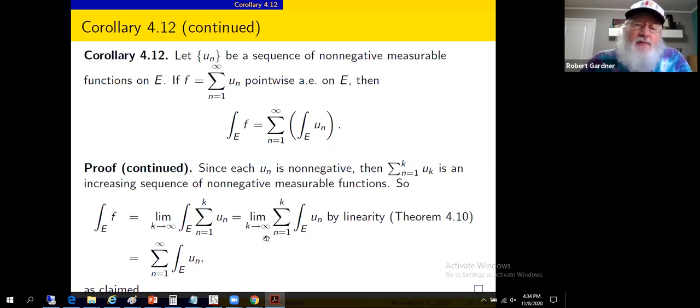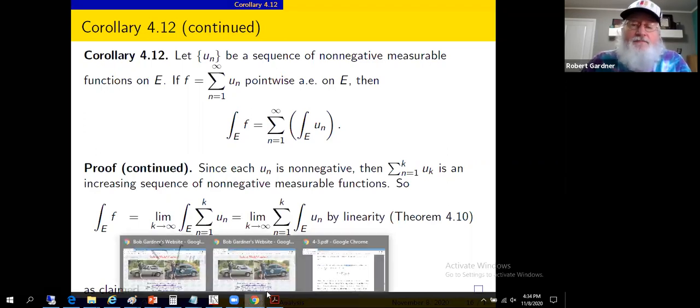And here we are again. You've got a limit of a sequence of numbers. The limit of a sequence of partial sums is a series itself. So by definition of series, that becomes the sum from 1 to infinity of the integral over E of u sub n, and that's what we claimed. So that one actually is fairly straightforward, totally unsurprising in light of the monotone convergence theorem.